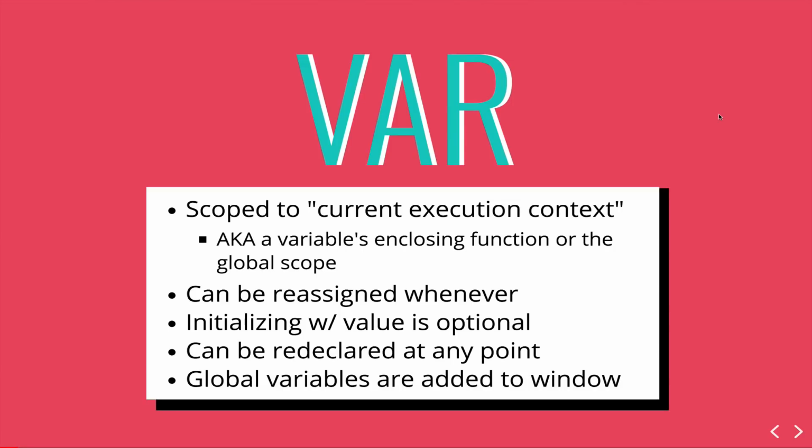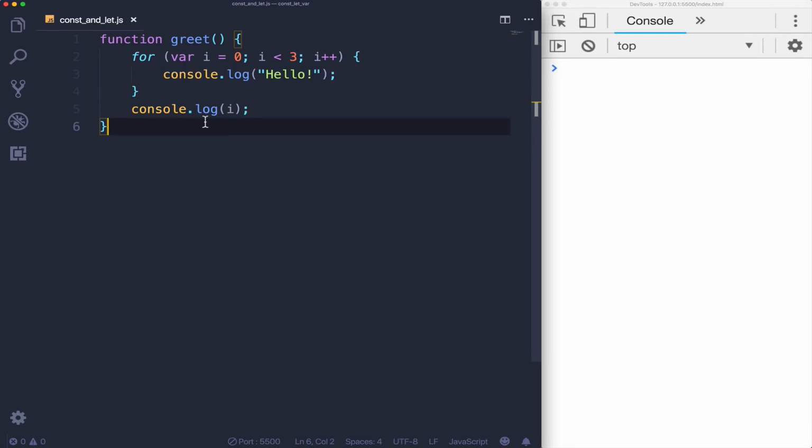The most important thing to talk about is how variables are scoped when we declare them with the var keyword. They're scoped to the current execution context, which basically means they're scoped to their enclosing function, if they're in a function, and if they're not, then they're part of the global scope. So for example, here is a variable, var i, part of this for loop. It's inside of a function. It is scoped not to this loop, but to the entire function.